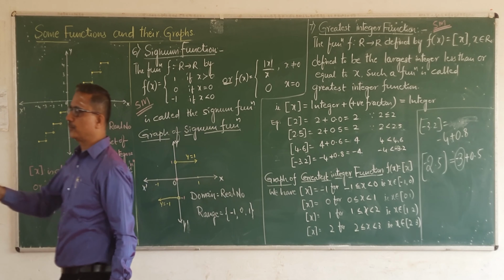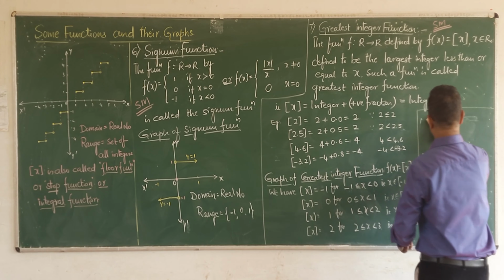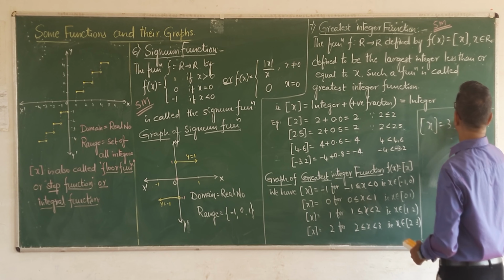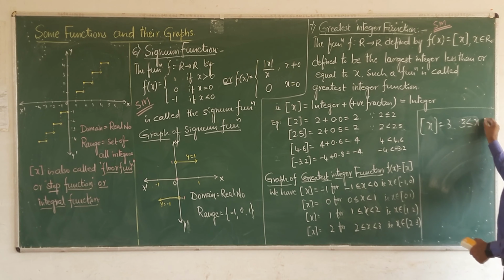How to write? [x] = 3, where 3 ≤ x < 4. Similarly, [x] = 4 for 4 ≤ x < 5.